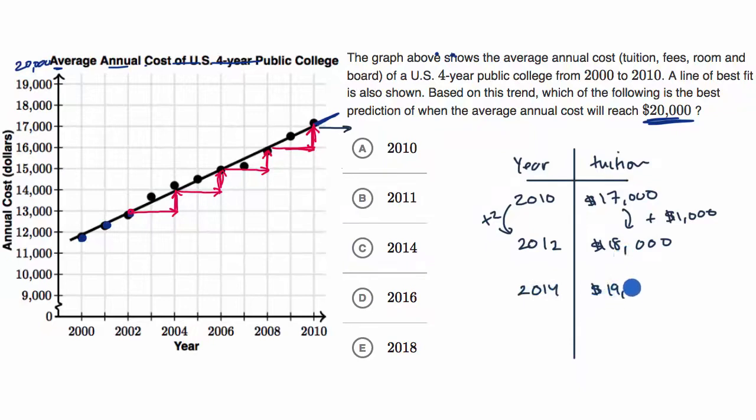So $19,000. And then we add another 2 years, 2016. And then we'd expect our tuition to go up by $1,000 again. And then we got to the magic number. We want to see when will the average annual cost be $20,000. Based on the line of best fit, it looks like that will happen in 2016.